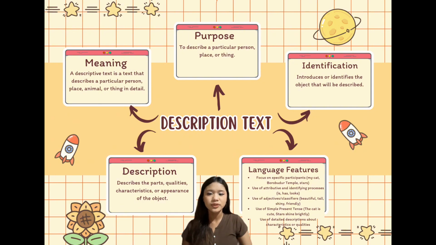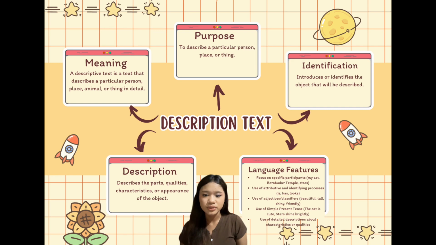The first is identification. Identification introduces or identifies the object that will be described. The second is description. Description describes the parts, qualities, characteristics, or appearance of the object.